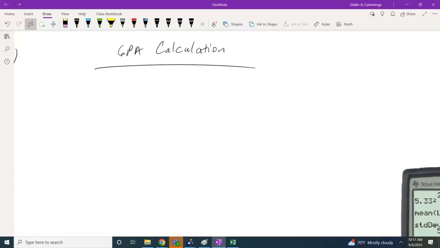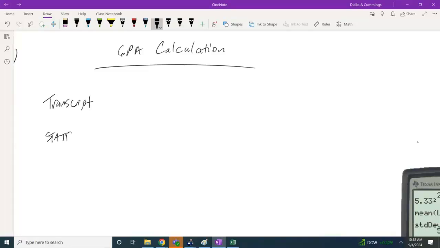A lot of students will ask me, I'm trying to raise my GPA, I want to sign up for some easy classes. That's not really the best way to improve your GPA. Go back and retake classes and get a better grade. All right, so here's a GPA calculation. Let's say here is our transcript.